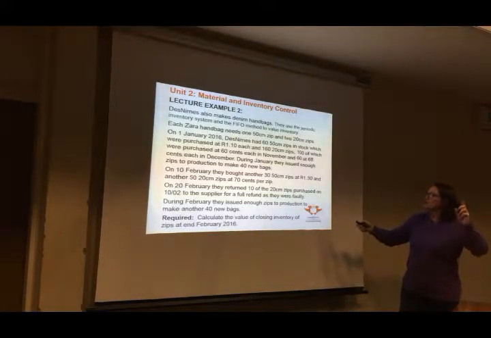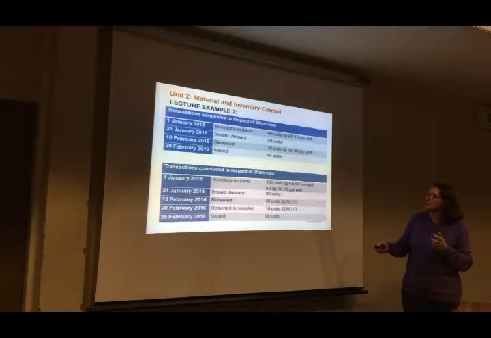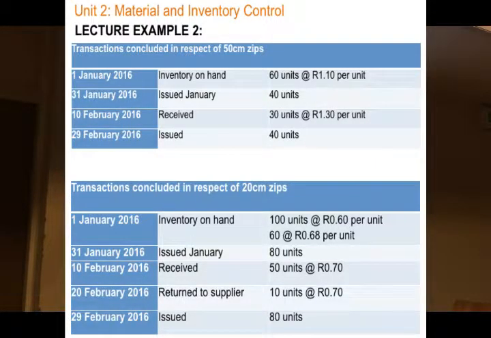So each handbag uses one 50 centimeter zip. We had 60 50 centimeter zips in stock at 1 rand 10 each. Okay, so 66 rand, right? During January, we issued 40 zips to production because it's one bag, one zip. And in February, we bought another 30 50 centimeter zips at 1 rand 30. The return doesn't relate to the 50 centimeter zips. And then in February, we issued another 40 50 centimeter zips to production. So this is the picture in relation to the 50 centimeter zips.